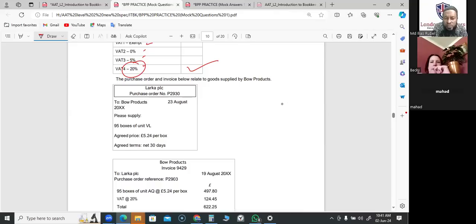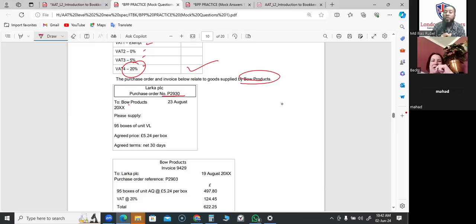What is being said? Purchase order, an invoice below relate to goods supplied by Bow Products. So purchase order, we have given purchase order to Bow Products. Who are we? We are Larka PLC. So we have given an order and there's an order number to Bow Products. Let's assume us is Larka. You, Becky and Ilias run a business and the name of the business is Larka PLC. What I have to spend time doing when I'm looking at the questions is work out who I am as a business versus who my suppliers are, because if not, you can get them mixed up.